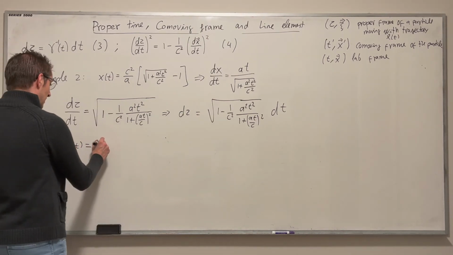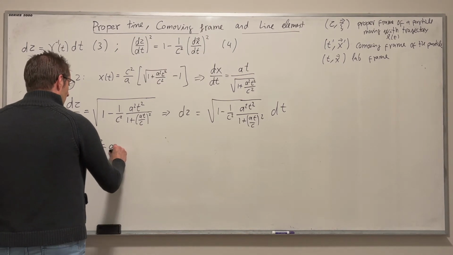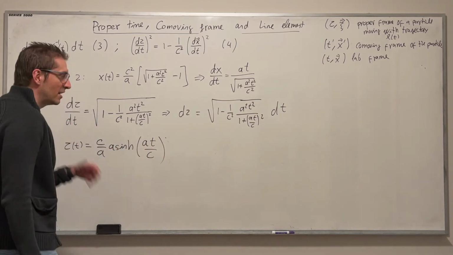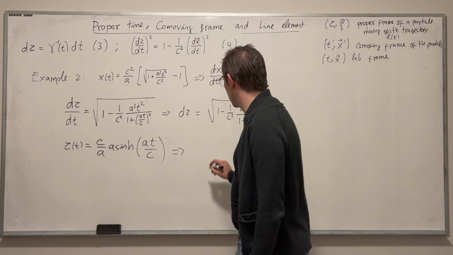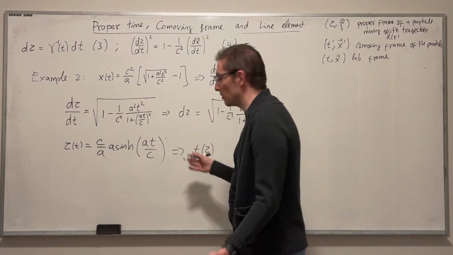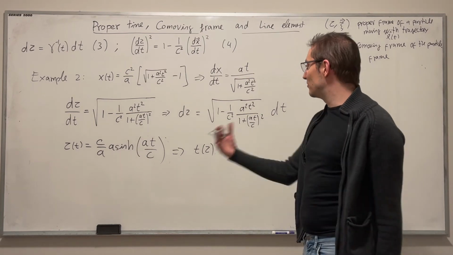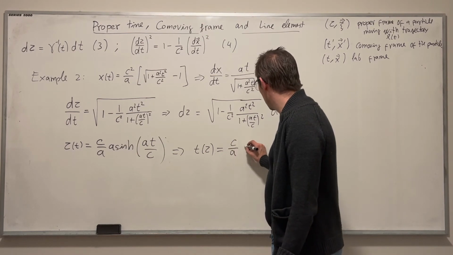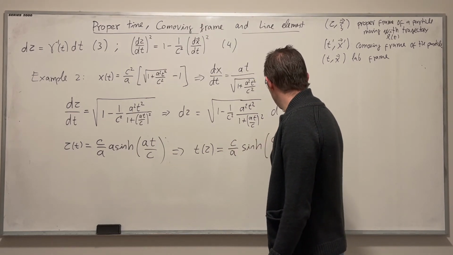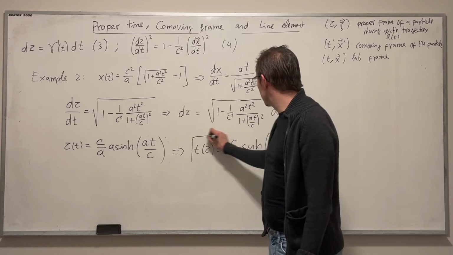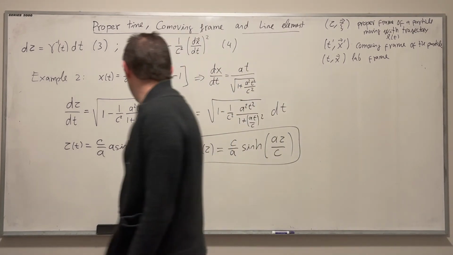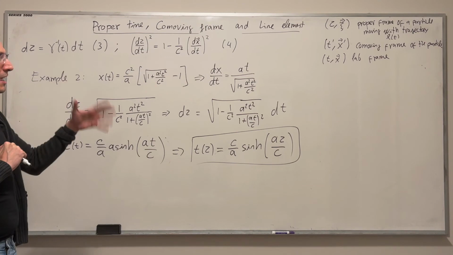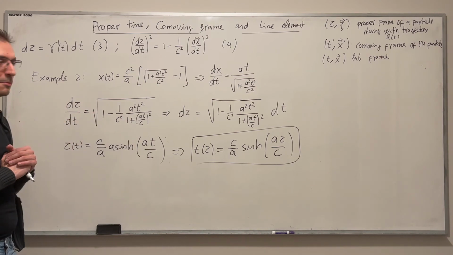So we get that tau is c over a times the arcsinh of a t divided by c, which we can invert, and we get t of tau, which is what we wanted, the time in the lab frame as a function of the proper time, so the inversion of that relation: c over a sinh of a tau divided by c. All right, and we got it. And we can take intervals now between them. So this is how you relate the proper time with the time in the lab frame in this example that is non-inertial.